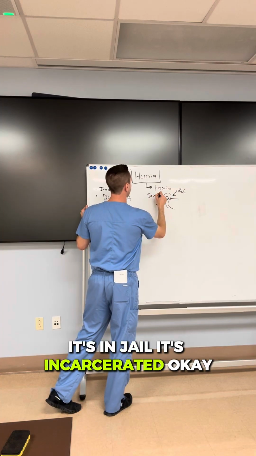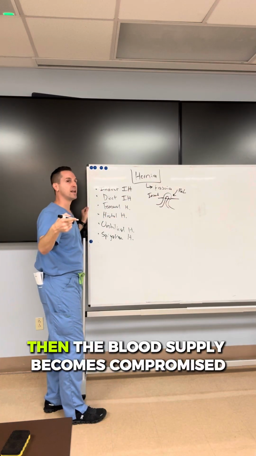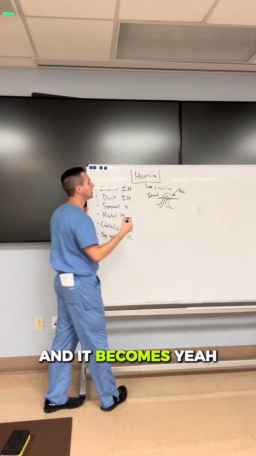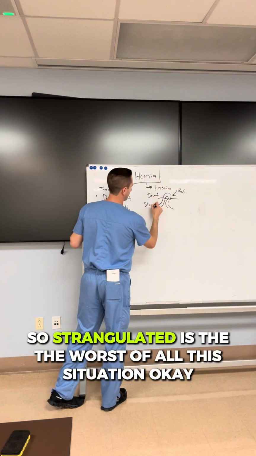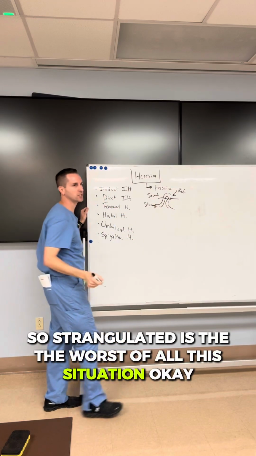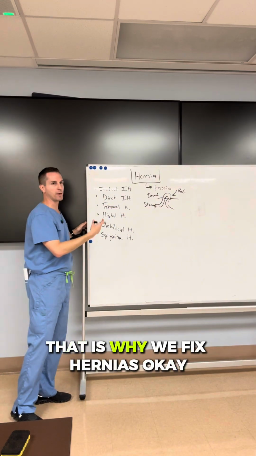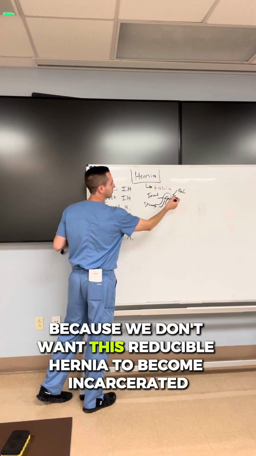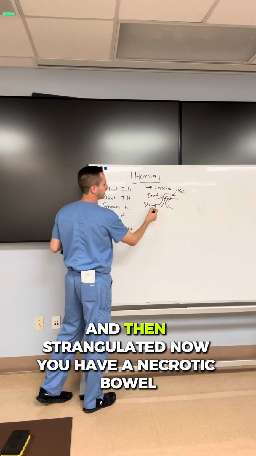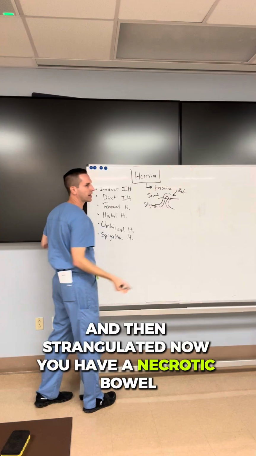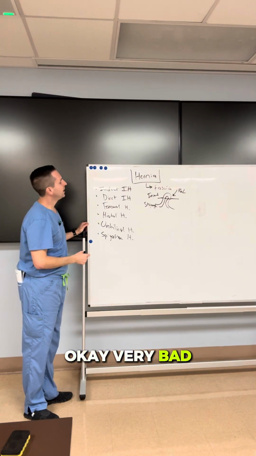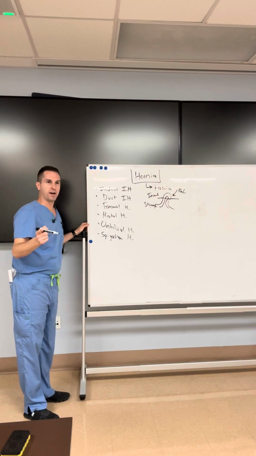Then the blood supply becomes compromised and it becomes strangulated, which is the worst of all situations. Okay. That is why we fix hernias. Because we don't want this reducible hernia to become incarcerated and then strangulated. Now you have necrotic bowel. It perforates. You die. Okay. Very bad.